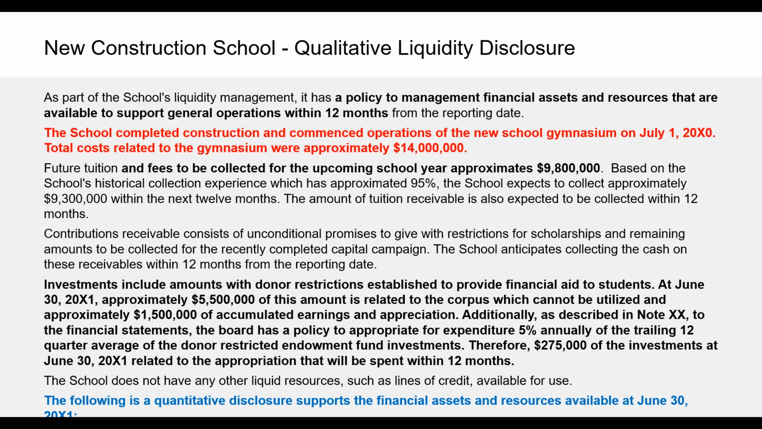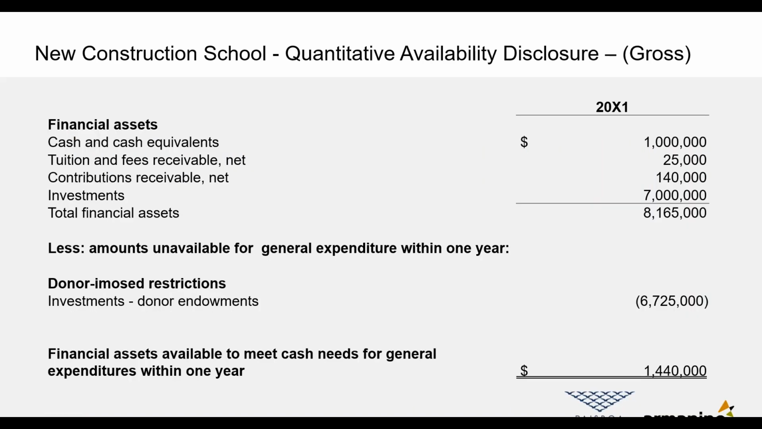As of year end, approximately 5.5 million of the amounts is related to the corpus and cannot be utilized, and approximately 1.5 million is accumulated earnings and appreciation. Additionally, as described in the notes to the financial statements, the board has a policy to appropriate for expenditure 5% on an annual trailing 12-quarter average of the donor restricted endowment fund. Therefore, $275,000 of this investment at year end related to the appropriations will be available to spend in the next 12 months. So here is the new construction quantitative availability disclosure, and you'll see this is gross.